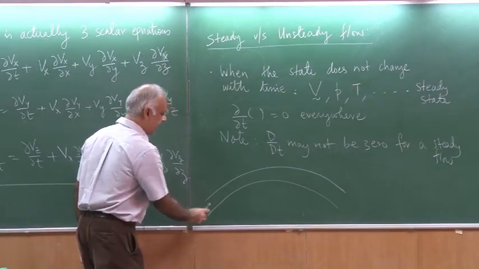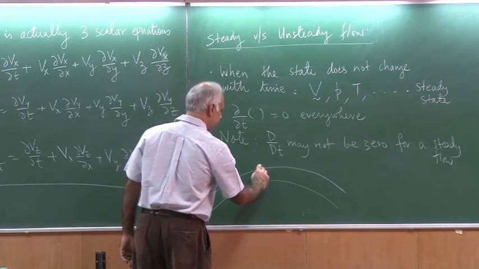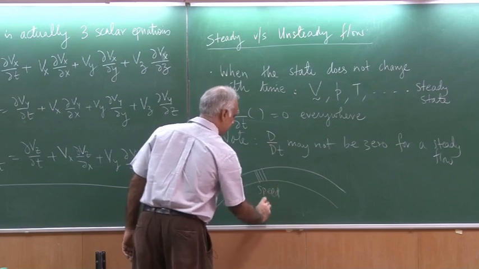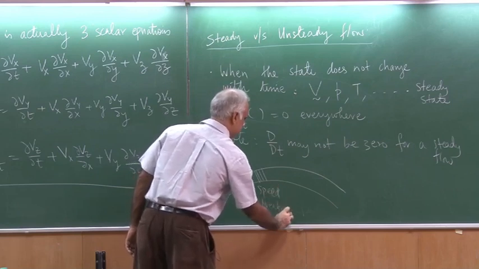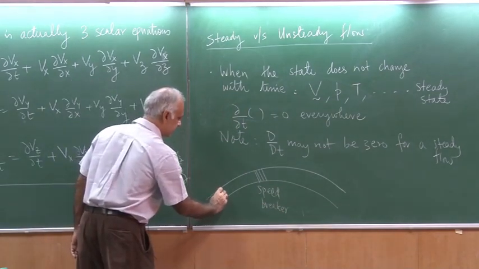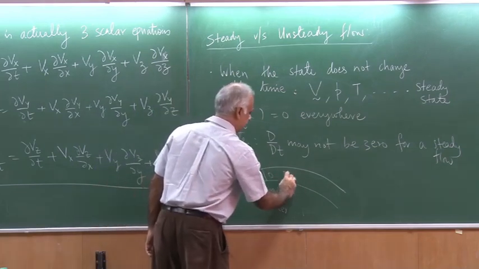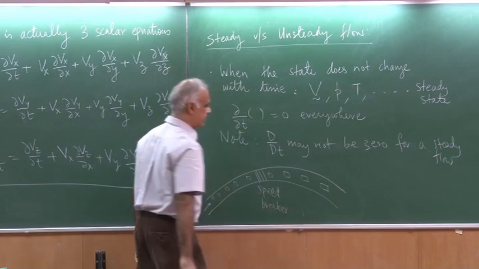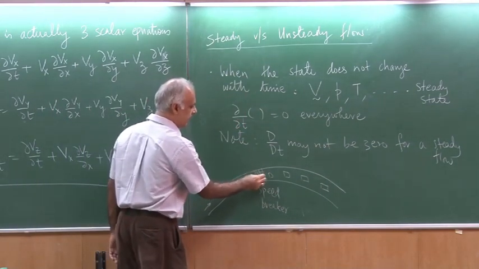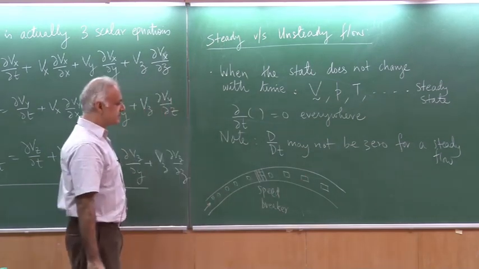So, this is a road where I have certain traffic, a certain flow, and maybe I have a speed breaker here. There are different vehicles, so they travel to the right. When they come on the speed breaker, their speed reduces and then they again go further downstream.